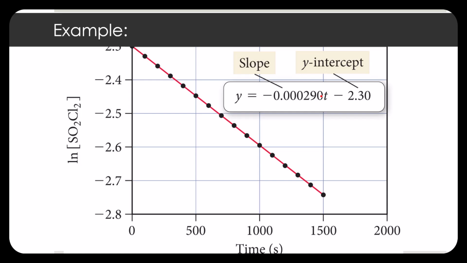So that's one question that I may ask on a test. I may say, here's a table, tell me what order this reaction is. And you'd have to peek over here at the y values. And if it's natural log of concentration, I'm going to tell you it's a first order reaction.